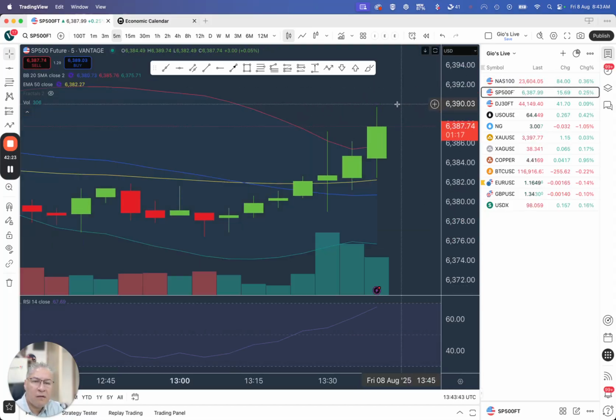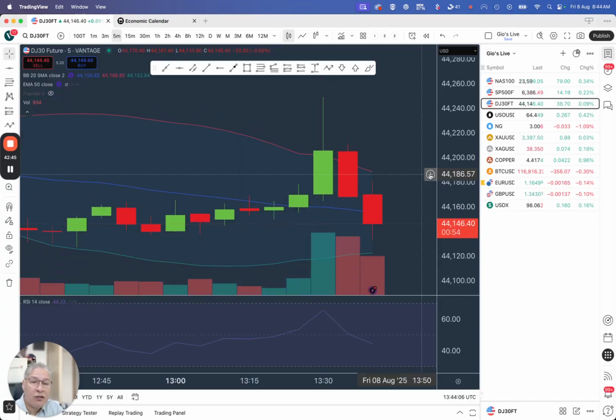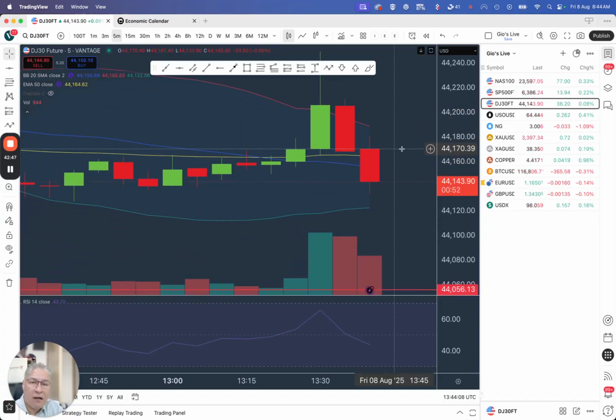All right, let's take a look at other assets. S&P 6390. RSI is not yet in overbought territory. Pullback, profit taken. Upper Bollinger Band, possible level of support. Reversal at that level? Maybe not. It could just continue to move higher or just churn along. Dow just tanked. It did make pretty wild swings, but then just tanked.